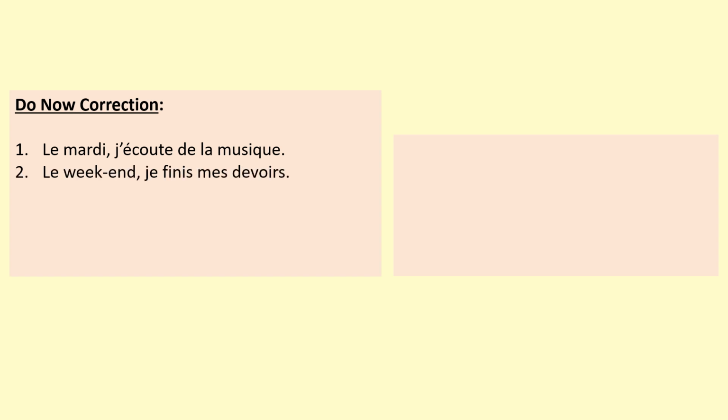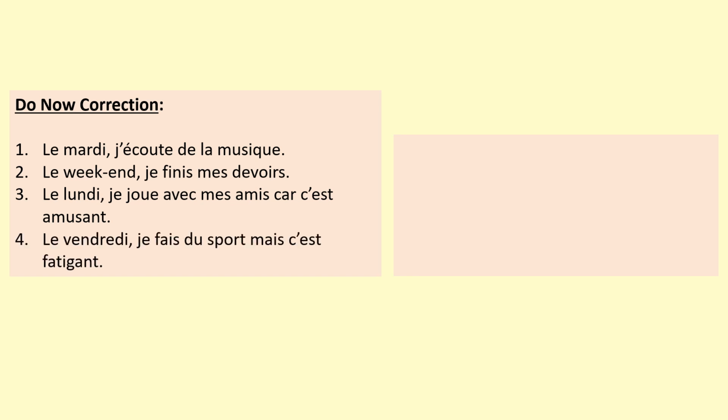And here are your answers. 1. Le mardi, j'écoute de la musique. We had already. 2. Le week-end, je finis mes devoirs. 3. Le lundi, je joue avec mes amis car c'est amusant. And number 4. Le vendredi, je fais du sport, mais c'est fatigant.